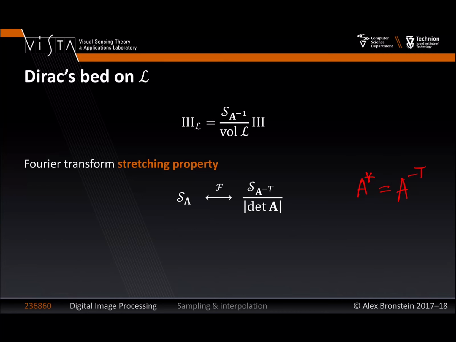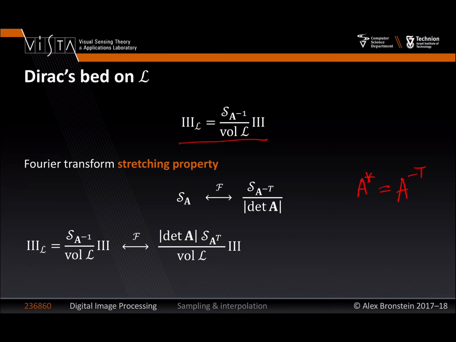So let's now just apply it to what is written here, right? So the generalized Dirac's bed, which is just the scaling and the stretching of the canonical Dirac's bed, will undergo the following transformation in the Fourier domain. So it will become what is written here, this operator acting on the Fourier transform of the Dirac's bed, which we know is the Dirac's bed itself. Okay. Pay attention that because we started with A inverse here, A inverse transpose is just A transpose.